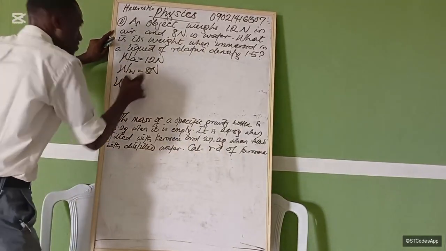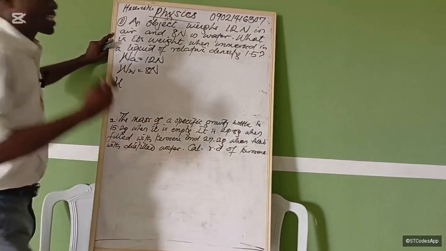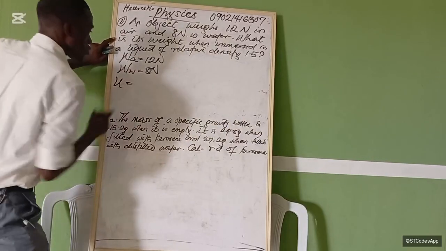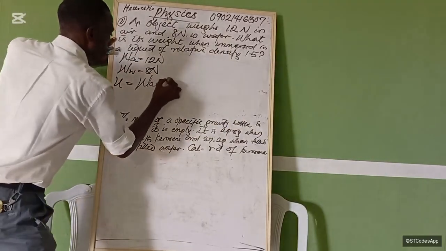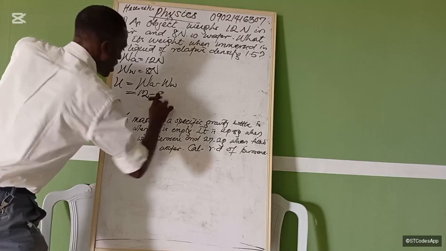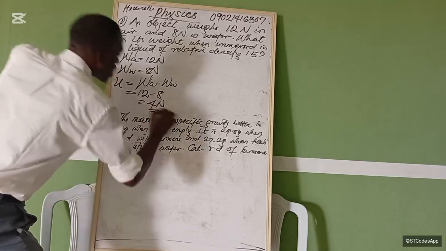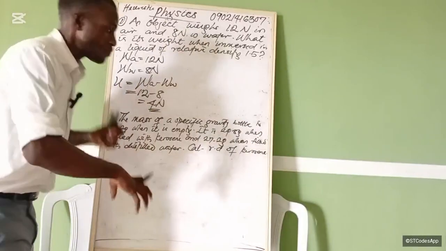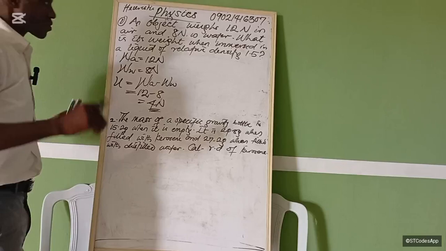If it's weighing less in water, then it means that it has experienced what? Loss in weight, right? Which is what? Upthrust. So the upthrust is going to be what? The weight in air minus weight in water. That's going to be 12 minus 8, which is equal to what? 4 Newton. So this is the loss in its weight when it is inside water, 4 Newton. Does that make sense?